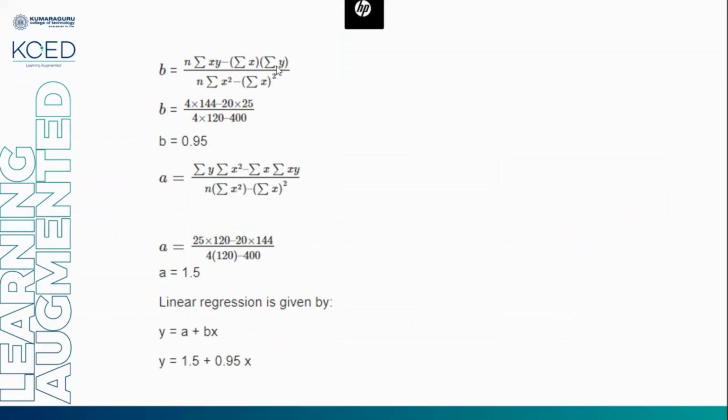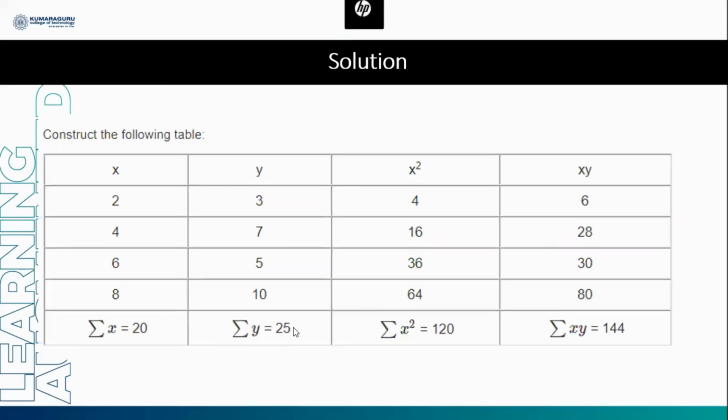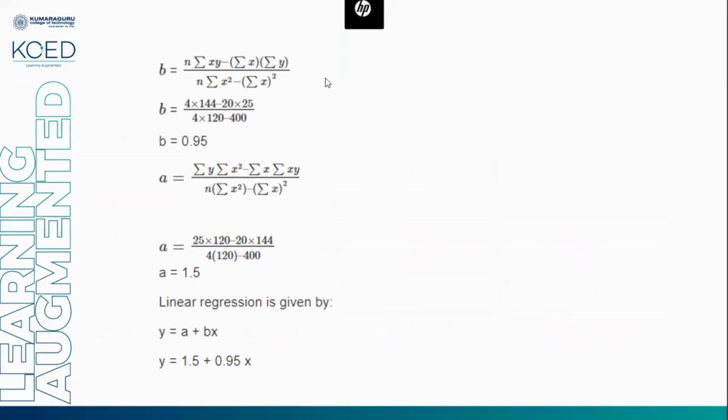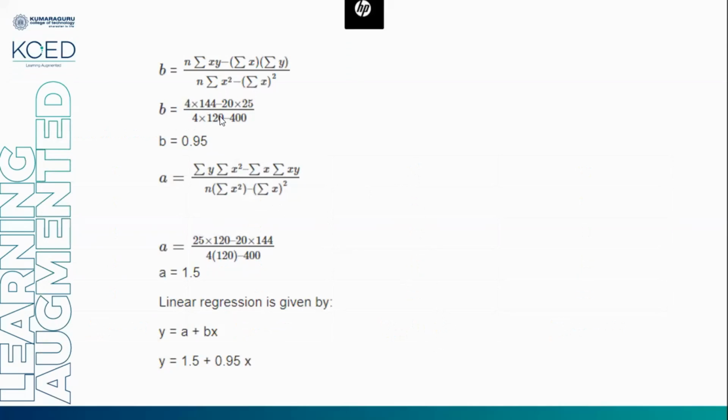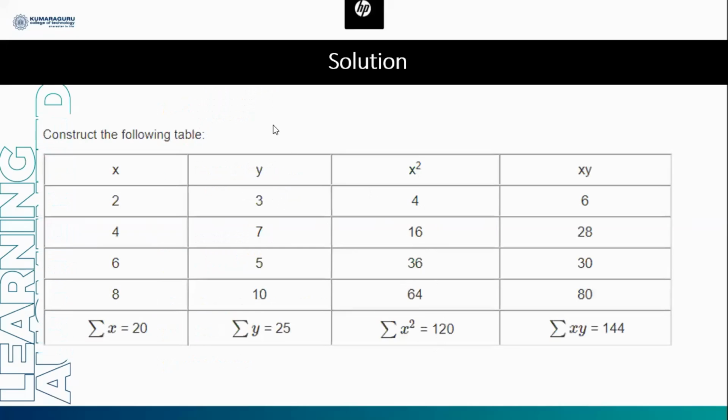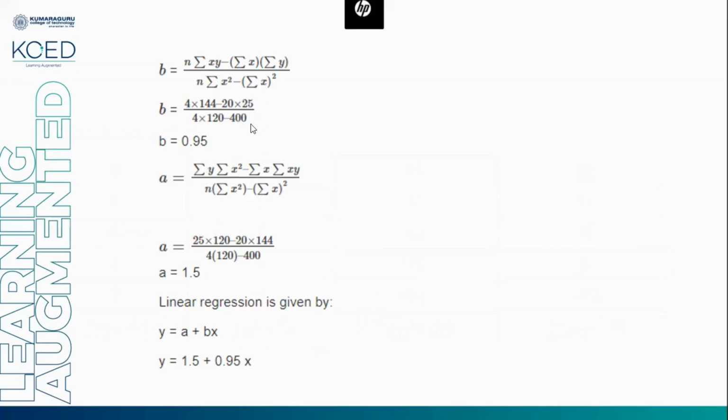And summation of x into summation of y. So what is summation of y? Summation of y equal to 25. These values are stored here based on the formula. And n equal to 4, summation of x square. So what is the x square? Summation of x square is 120. 4 into 120 minus summation of x whole square. What is summation of x? Summation of x equal to 20. 20 square equal to 400. So by calculating these values, we get the b value equal to 0.93.